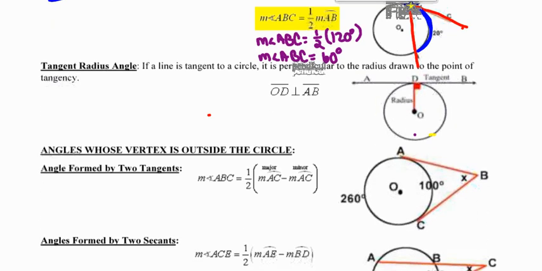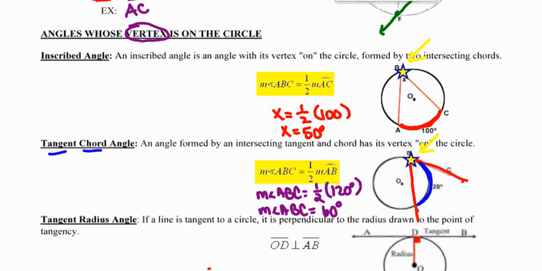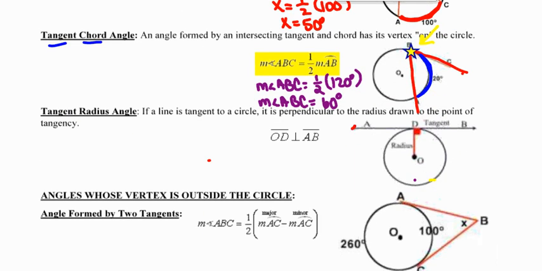The next example we have to look at is the angle formed by a tangent and a radius. Remember, a tangent is going to bump the circle in exactly one point. So in this picture, line AB or line AD is a tangent. OD is a radius of the circle. This one says that if a line is tangent to a circle, it's going to be perpendicular, or form a right angle, with the radius that's drawn to that point of tangency.